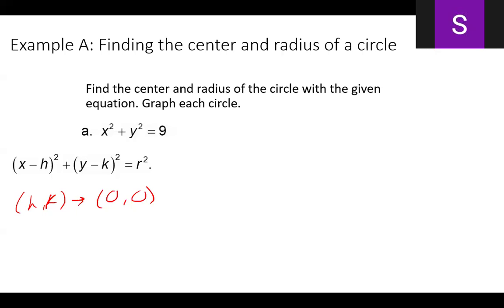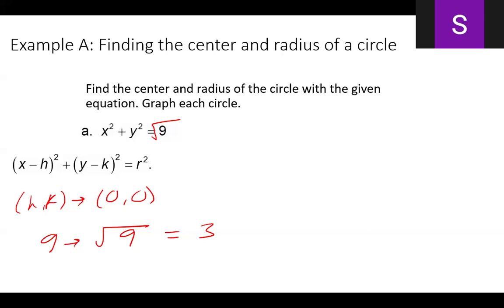Okay. Next is to find your radius. Your radius is going to be the square root of your constant. Okay. Your radius is going to be the what? Square root of your constant. All right. That's because the constant is r squared. So we have 9. So to find our radius, we're going to take the square root of 9. And the square root of 9 is 3.